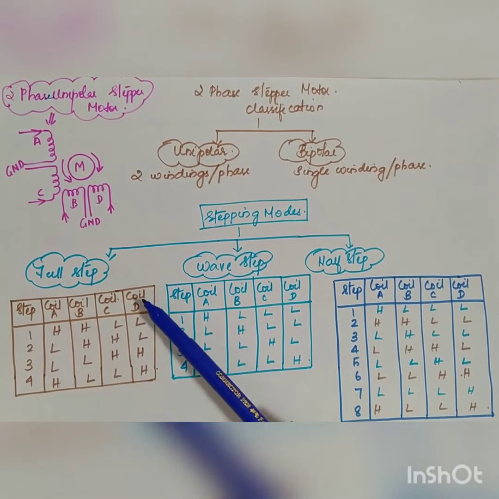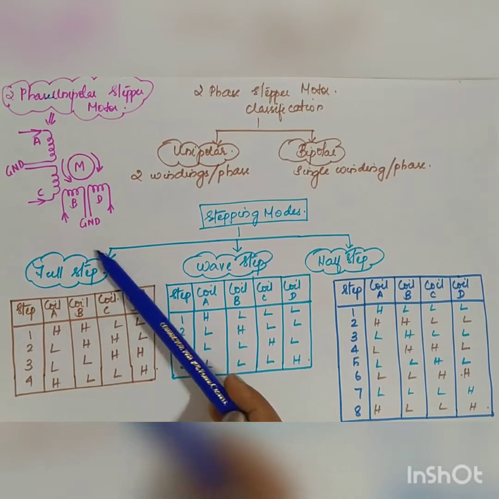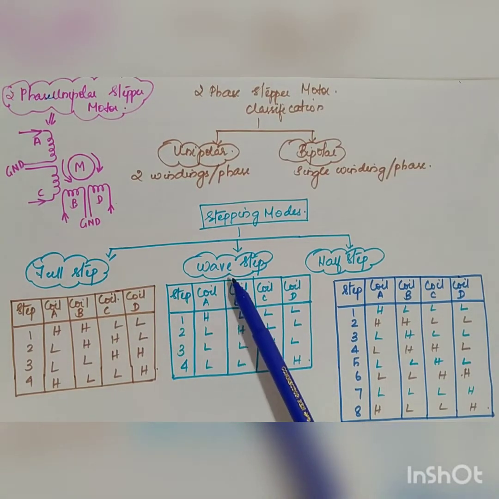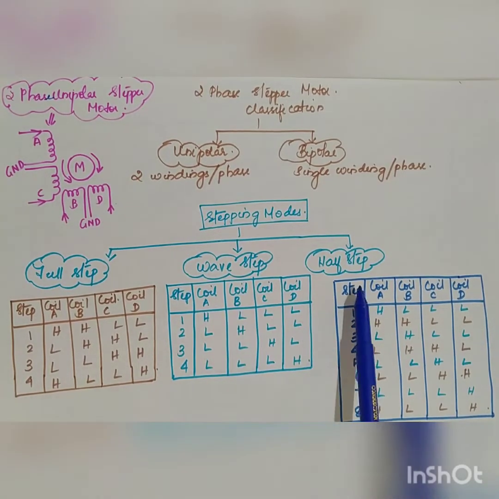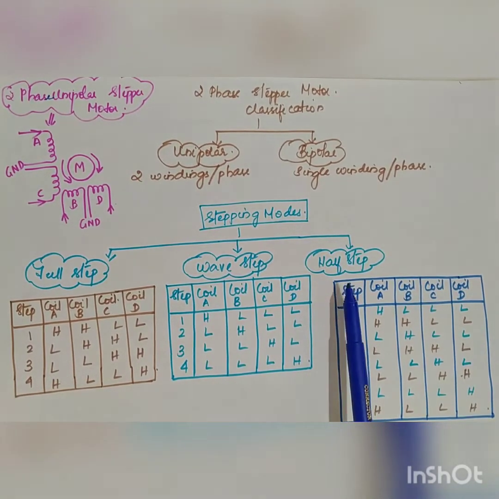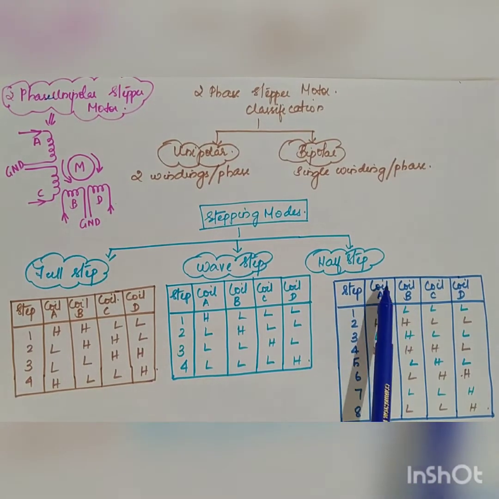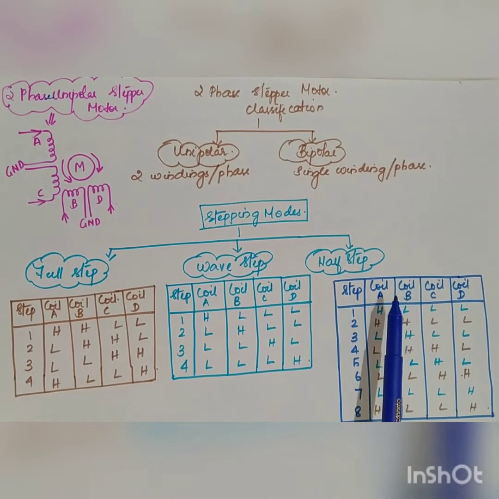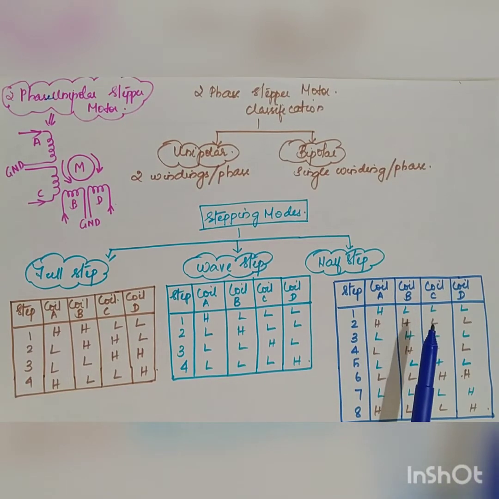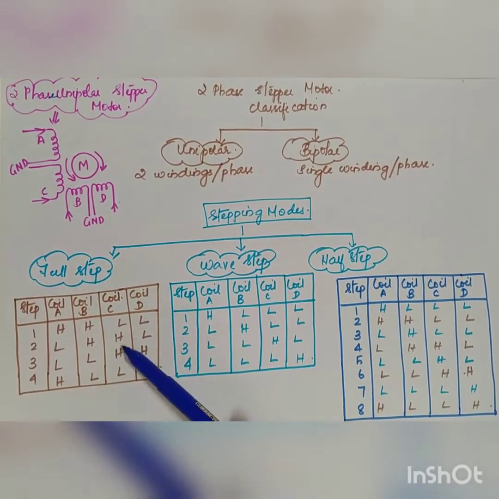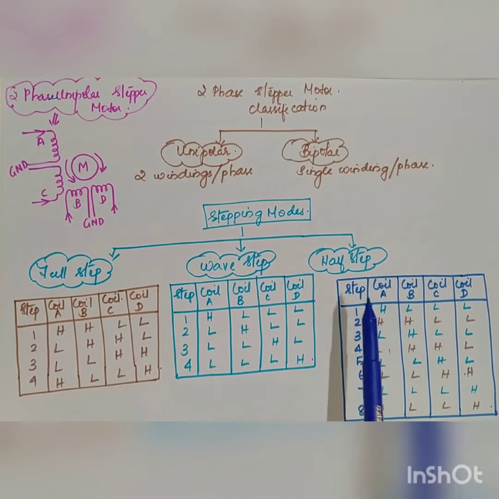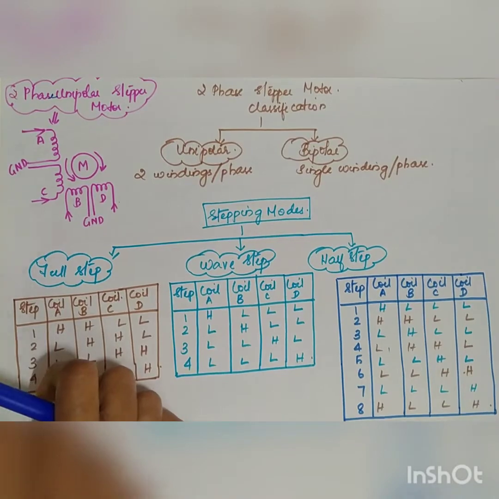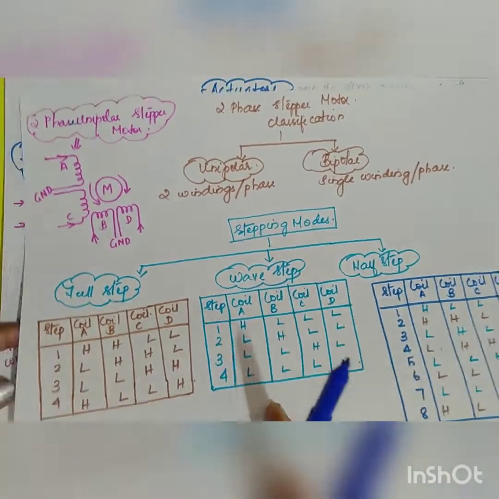So in the case of full step, both phases are energized simultaneously, whereas in the case of wave step, only one phase is energized at a time and each coil of the phase is energized alternatively. Whereas in the case of half step, it is a combination of both wave and full step. So it has the highest torque and stability. As you can see in this diagram, it is a combination of both your full step as well as your wave step. So these are the different stepping modes of your stepper motor.